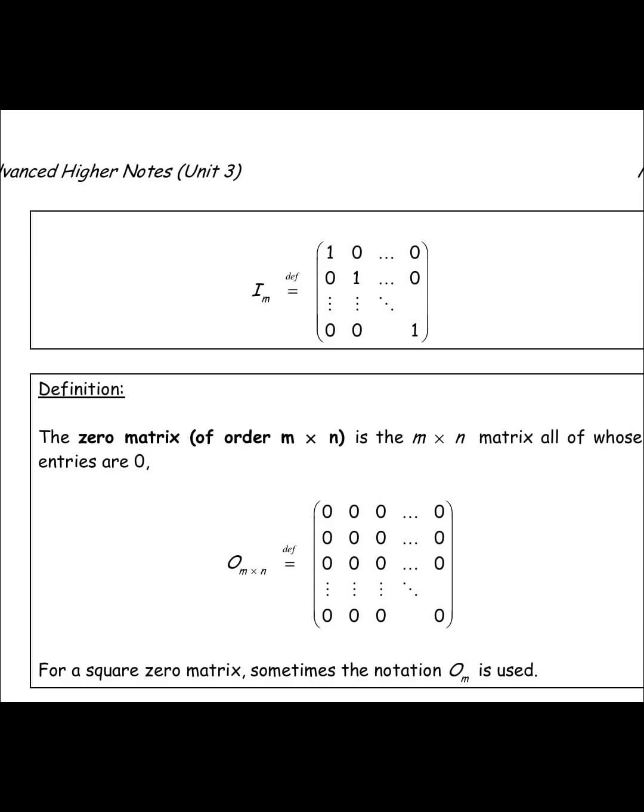The last part is zero matrix. A zero matrix denoted by 0 m times n has all entries equal to 0. For a square zero matrix, we often just write O m.